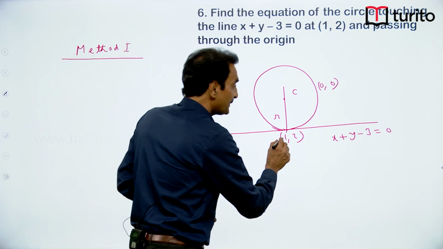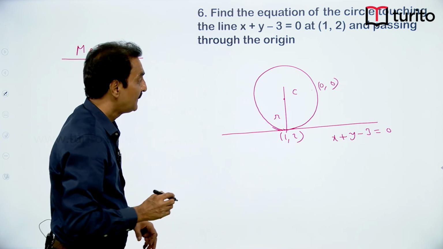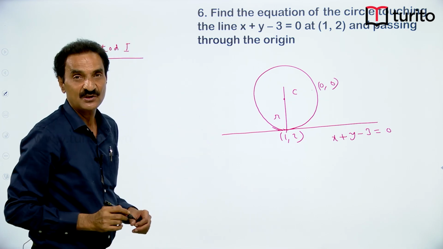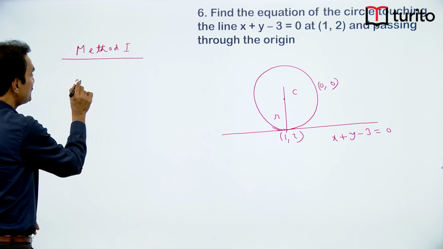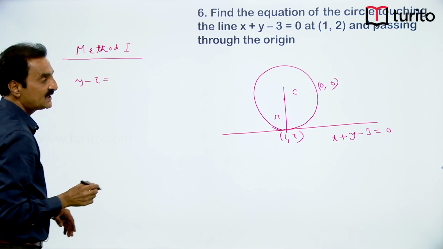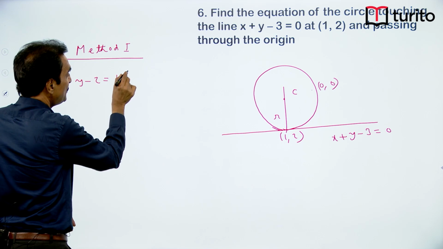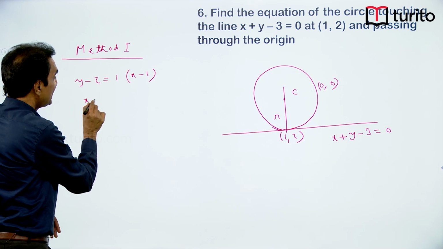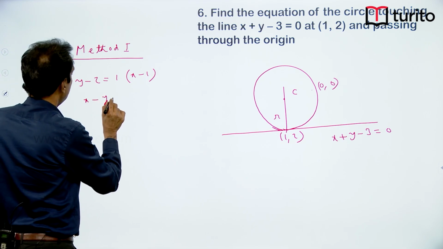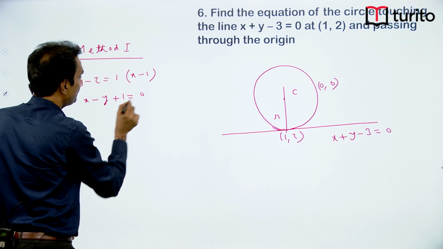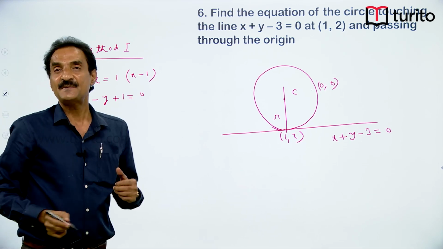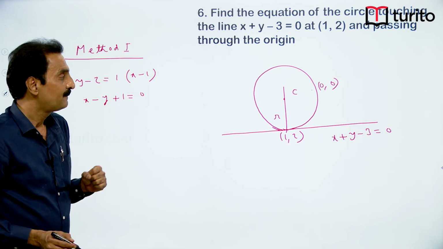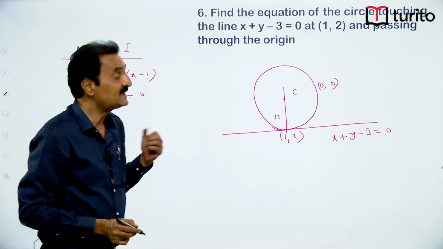So taking slope 1, and passing through 1, 2, what is the equation of the line? It is y minus 2 is equal to slope 1 into x minus 1, or x minus y plus 1 is equal to 0. Center of the circle lies on this line x minus y plus 1 is equal to 0. Then how to get the center exactly?